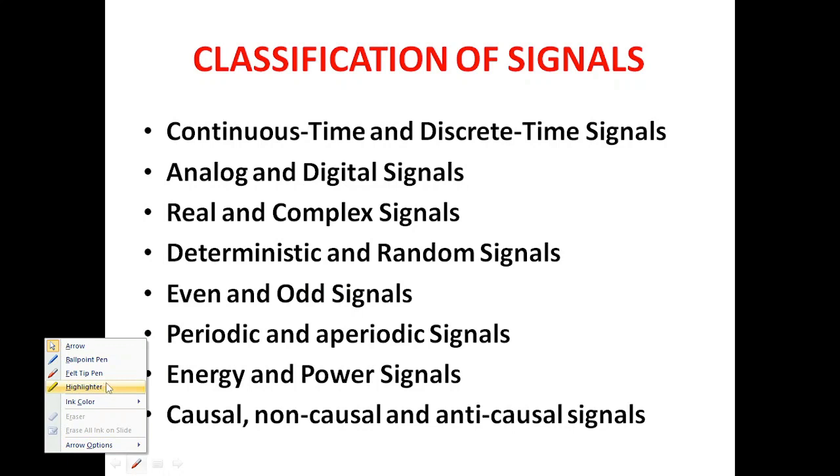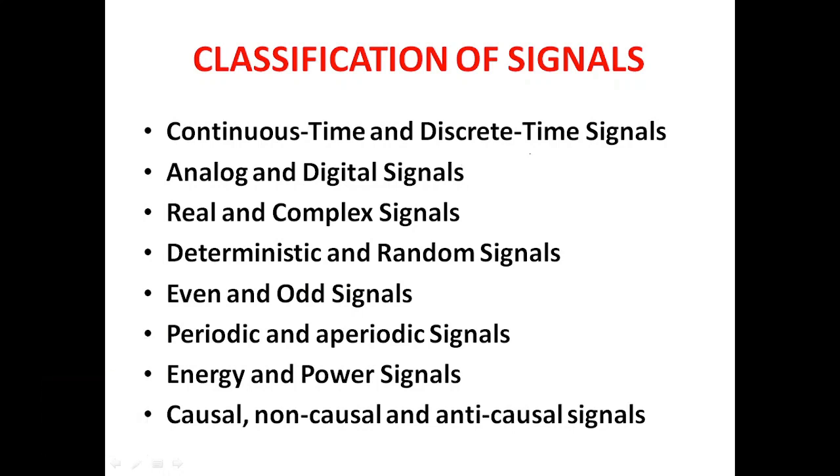In the classification of the signals, we have several signal types, and we can classify them this way. The first one is continuous time and discrete time signals, analog and digital signals, real and complex signals, deterministic and random signals, even and odd signals, periodic and aperiodic signals, energy and power signals, and then lastly causal, non-causal and anti-causal signals. So today we will be looking into what these types of signals are.